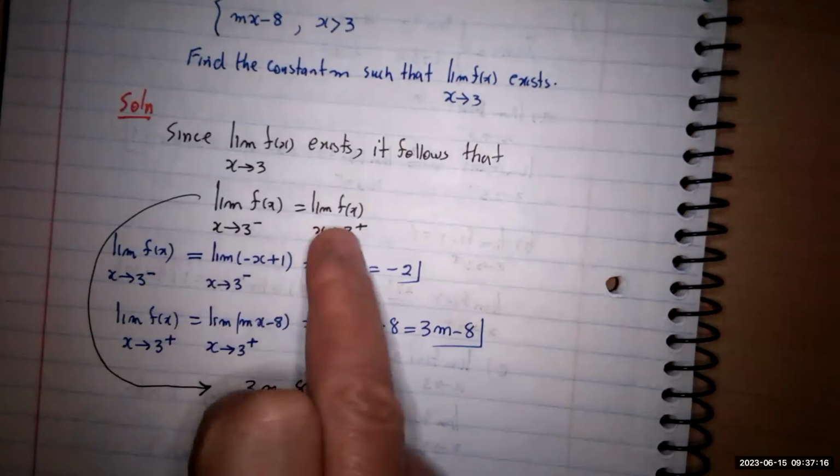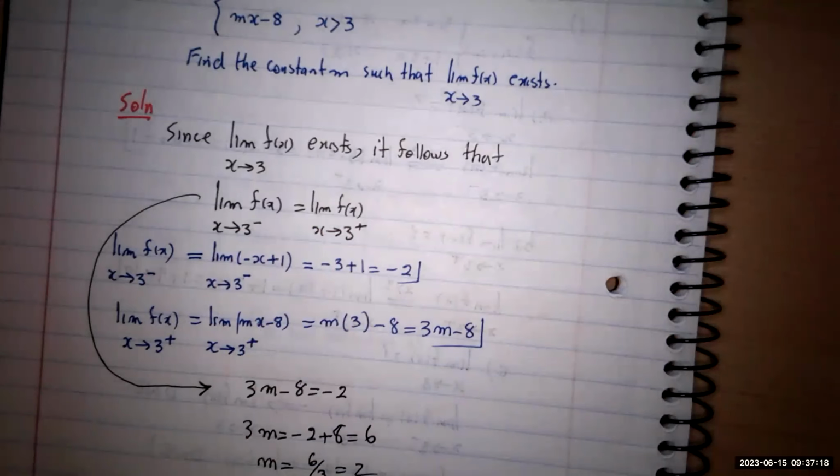You see, the limits must be the same. You just substitute to get the numbers right away. Okay, so that's part 1.